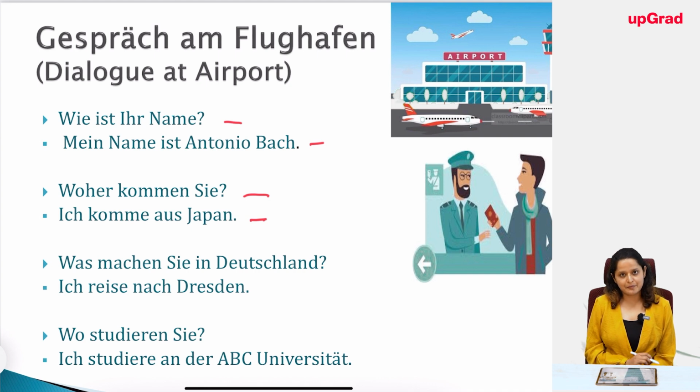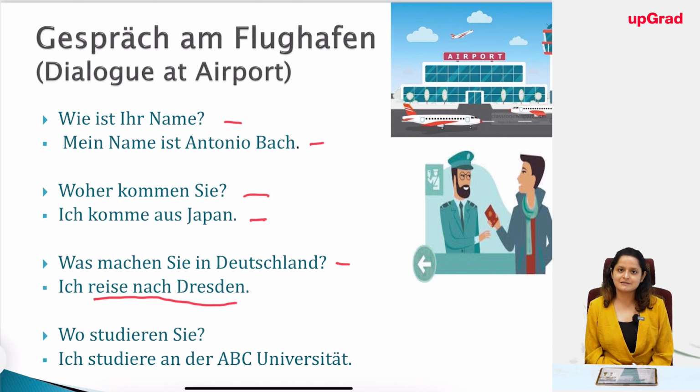It could be followed by a question asking you, was machen Sie in Deutschland? That is what you are doing here in Germany. So for example, you are traveling to a city. You can tell them that you are going to this city by using the verb reisen. So for example, the response here can be ich reise nach Dresden.